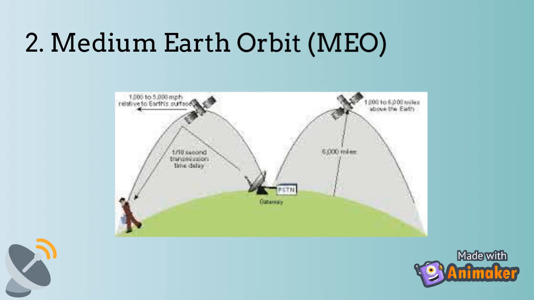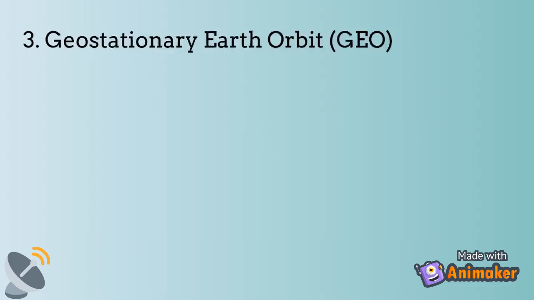Disadvantage. MEO satellites' distance gives it a longer time delay and weaker signal than a LEO satellite, though not as bad as a GEO satellite. Examples of MEO. Global Positioning System, 20,200 kilometers altitude.